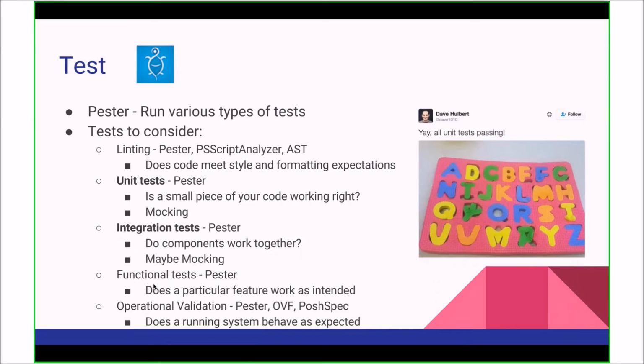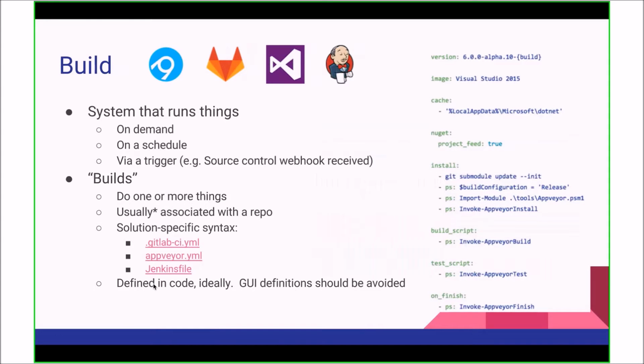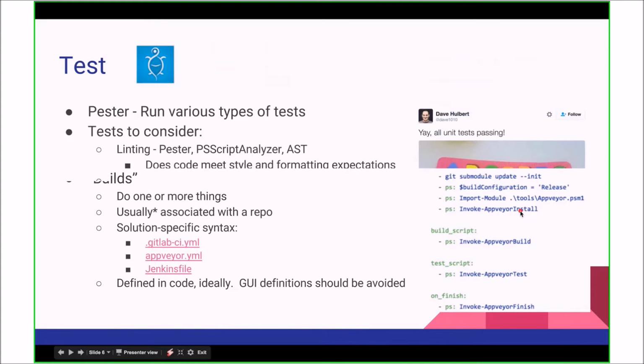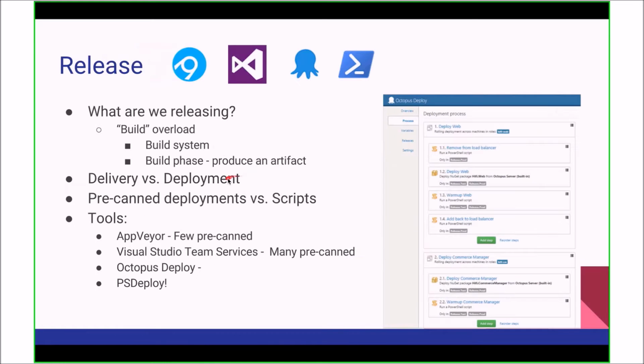Okay, so rewinding, we've made a change. Our source control system tells our build system to run the build script, and our build script runs some tests, hopefully, and if those tests pass, it's going to get to a release phase, right? So everything's working, now we're going to release.